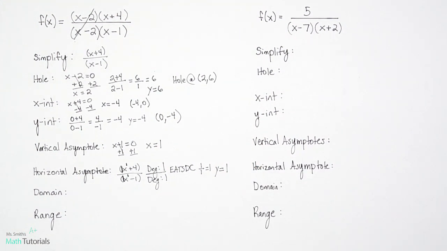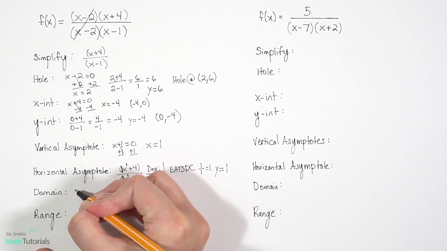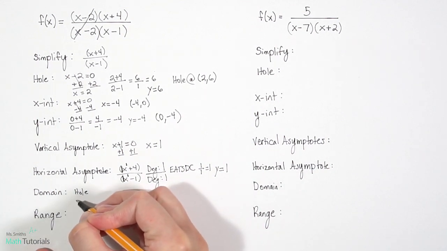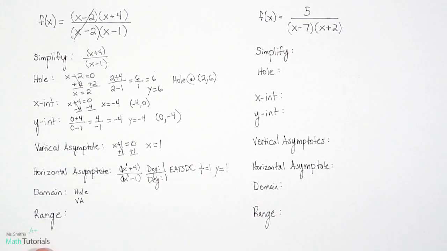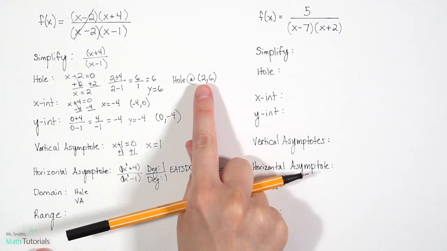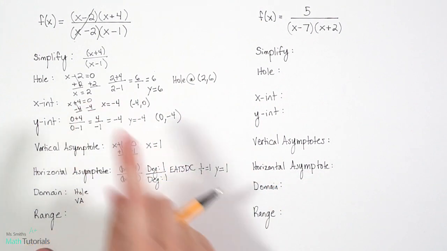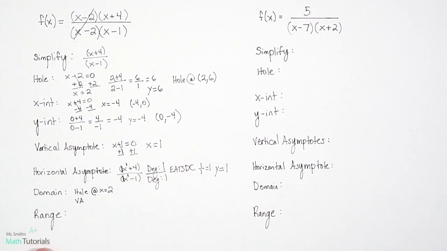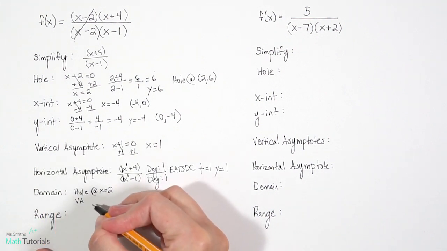So remember, our domain is just going to be all real numbers, but there's something very specific we have to remember. We have to remember that we cannot include the x value of any holes, and we cannot include the vertical asymptote, which I'm just going to shorthand as VA. So let's think about where we had holes. We just had one hole, and it occurred at 2, 6. The x value was 2. So we have a hole at x equals 2, and we have a vertical asymptote. Let's think back where that was. That was at x equals 1.